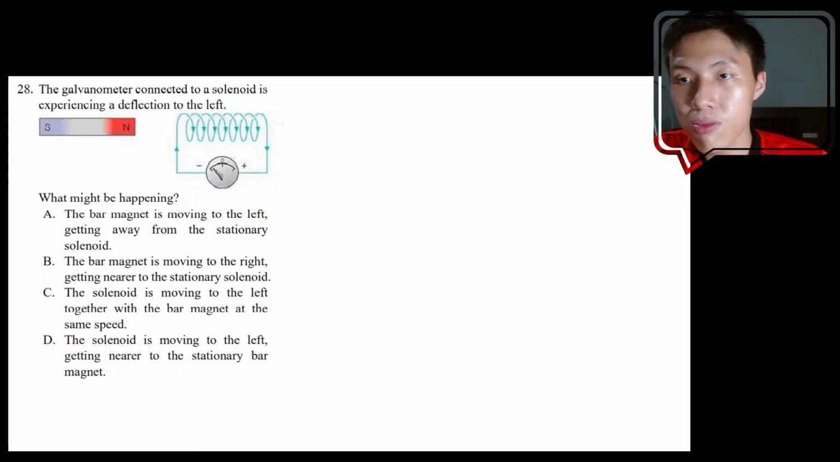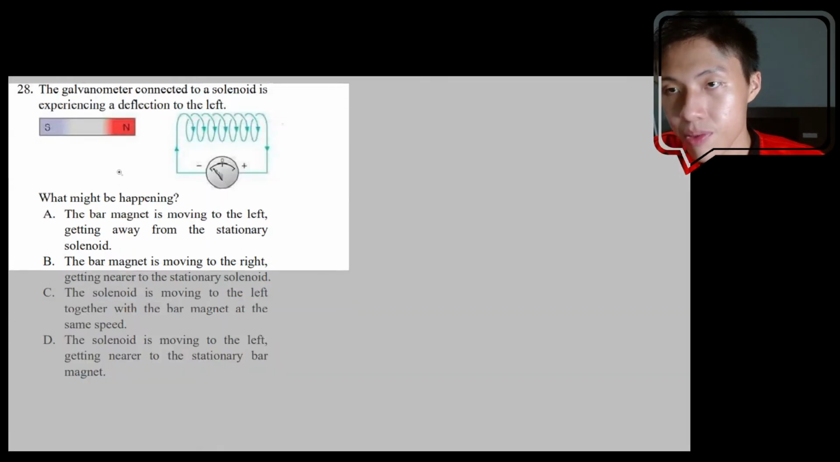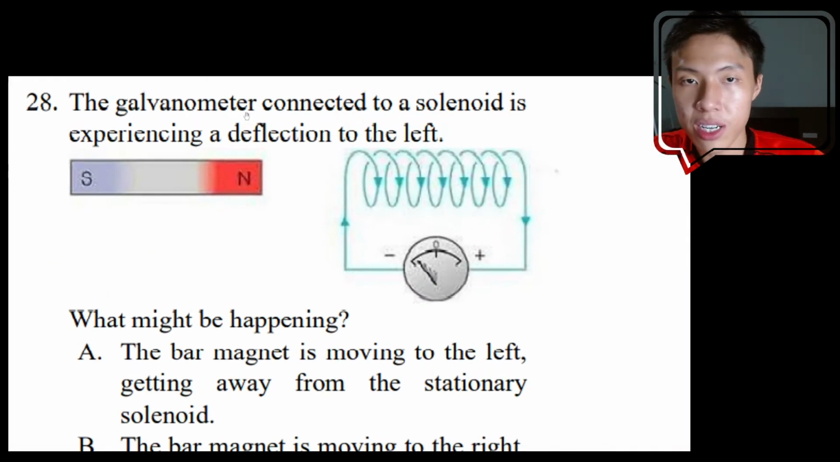The galvanometer connected to a solenoid is experiencing a deflection to the left. So you can see they already label for you the direction of the current, and they already show you the deflection is to the left because your current is flowing from right to left. Okay, so what might be happening?